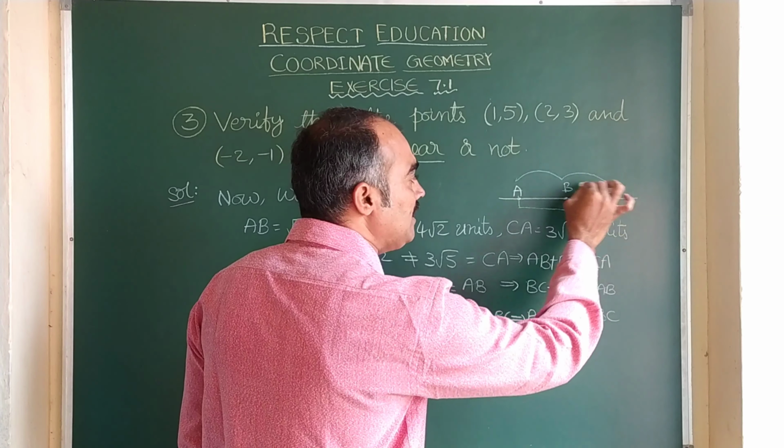Now we have to check whether these 3 points A, B, C are the vertices of an isosceles triangle or not. Before going to that, we should know what an isosceles triangle is and what its properties are.